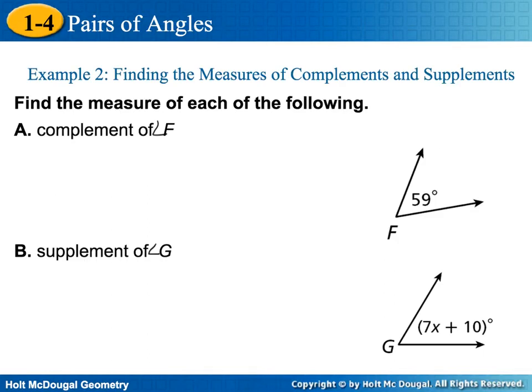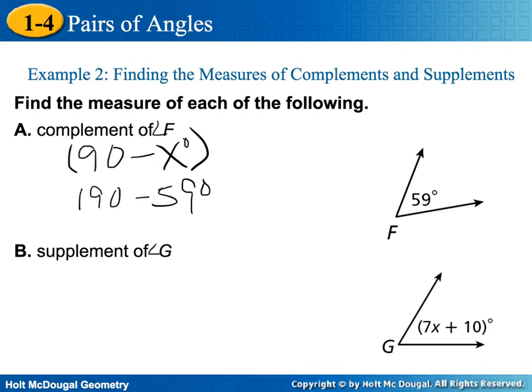So example 2, finding the measures of complements and supplements. They want you to find the measure of the following angles. So for A, they want you to find the complement of angle F. So what I'm going to do is 90 minus x degrees. This is the formula that they give you. They give you F is 59 degrees. So I'm just going to substitute this 59 degrees in, put 90 minus 59 degrees. This gives me 31. So the complement of angle F would be 31 degrees.